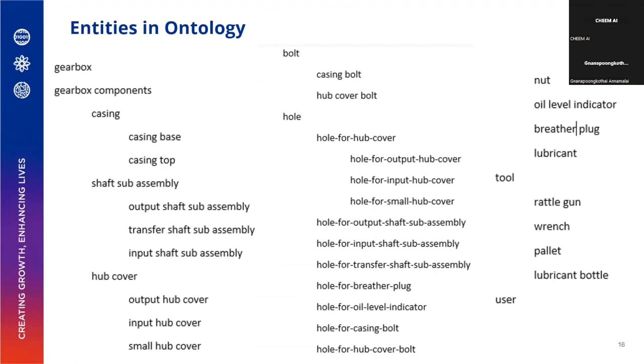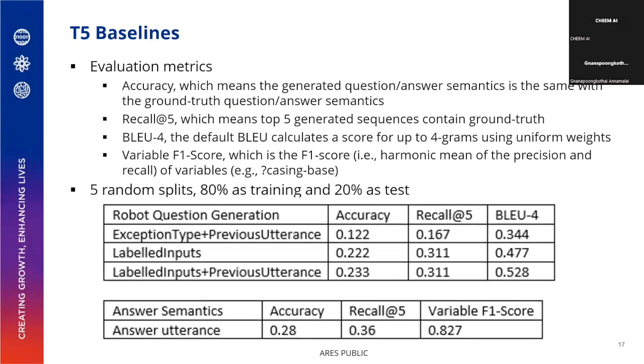This is the ontology, including all the entities we use in the gearbox assembly. It's very domain specific. And in order to evaluate the performance of the 2 tasks, we use 4 evaluation metrics: accuracy, recall, BLEU-4, and the variable F1 score. BLEU-4 is maybe the most widely used for comparing 2 sequences, the generated sequence with the ground truth sequence in translation tasks. So here we use it to understand whether the generated question makes sense or not.